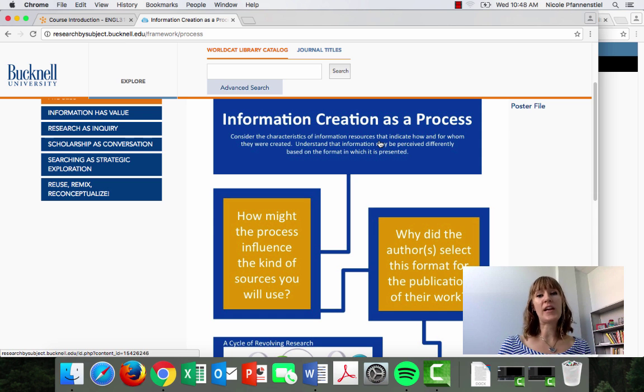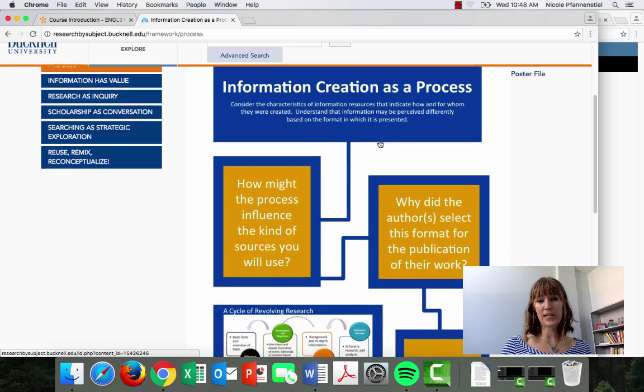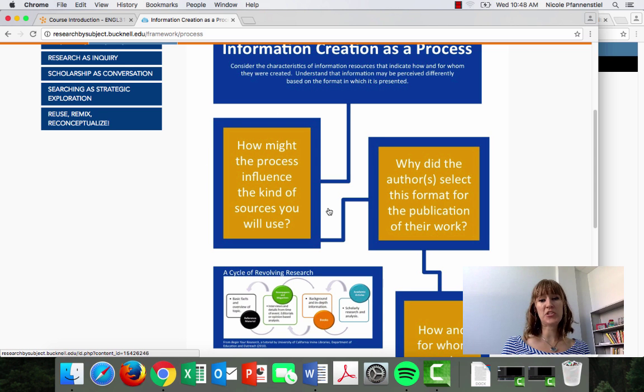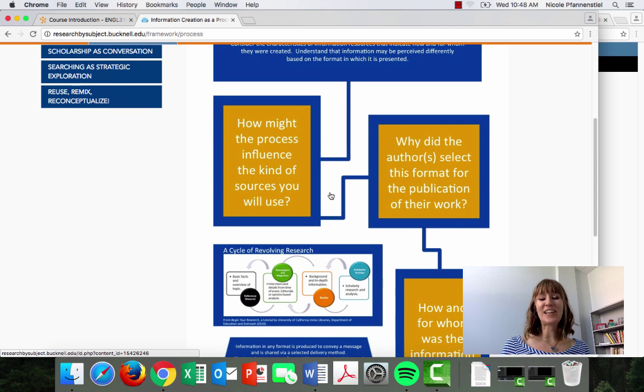We already do this. We just now need to be more aware of the processes we engage in as we go through this academically. So the first question, how might the process influence the kind of sources you will use? This is really important because you need to consider your audience when you do this. Your audience has specific expectations for the sources and how you connect the sources of information. So ask yourself this question over and over again.